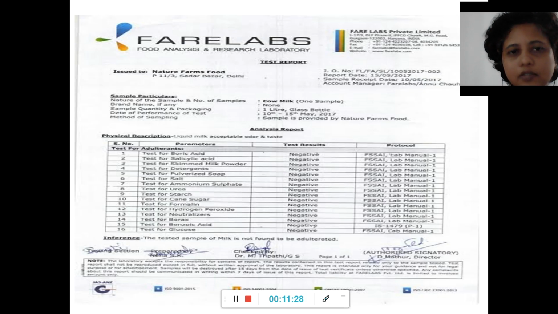Now this is a lab report which I have shown to understand what tests they do on the milk. It's by Fair Labs, and they test for detergents, boric acid, salicylic acid, skim milk powder, salt, urea, starch, cane sugar, formalin, neutralizers. Like this, all the different chemicals are analyzed to see whether they are present in the milk.